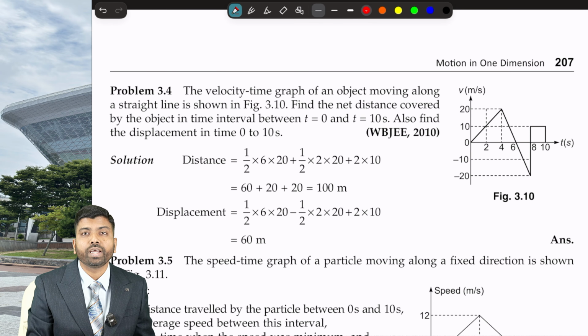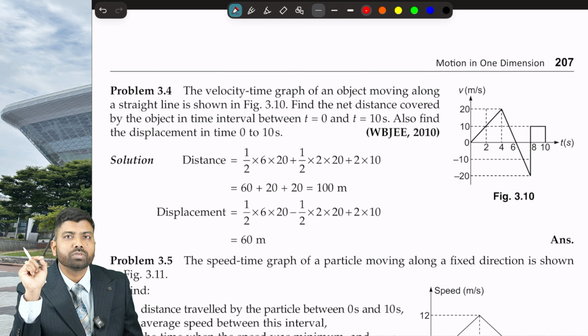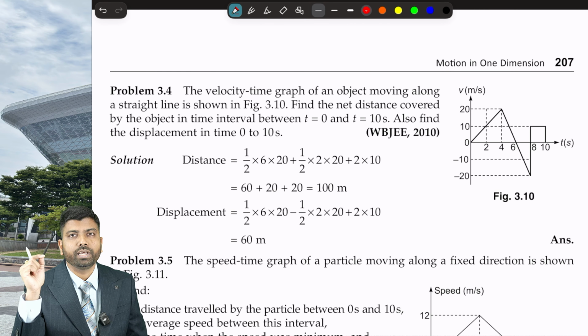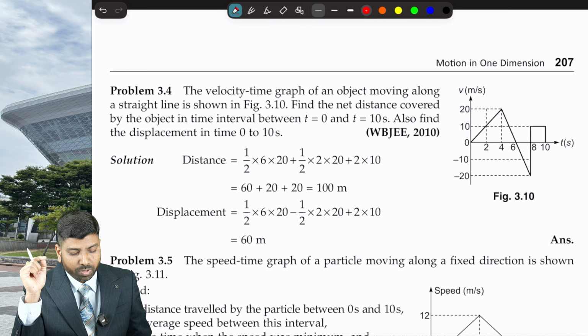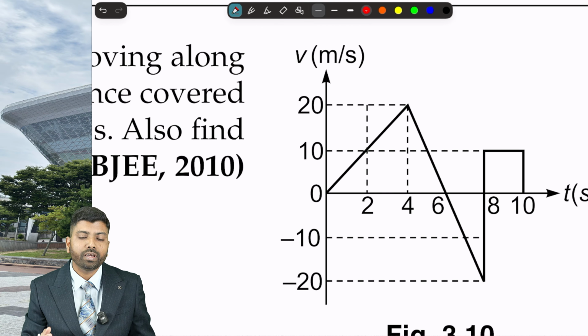But before that, I want to tell you that in velocity time graph, if you are asked about acceleration, then the gradient or the slope gives the information regarding acceleration. But if you are asked about distance or displacement, you can find out area under velocity time graph, right?